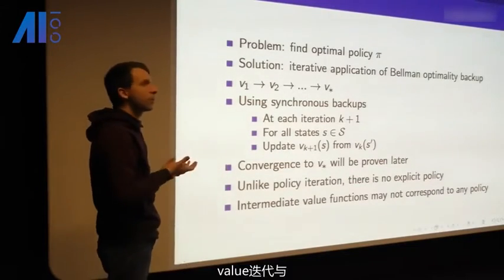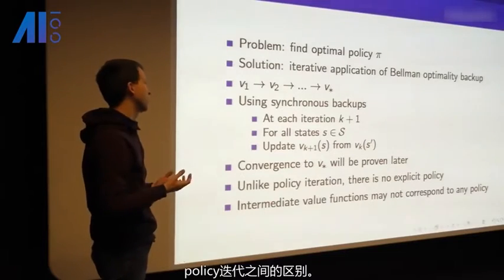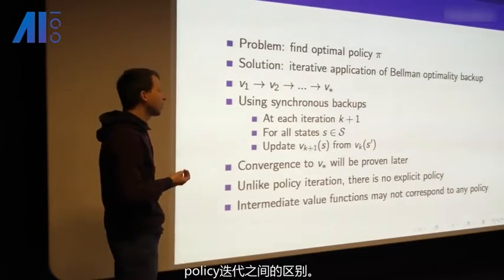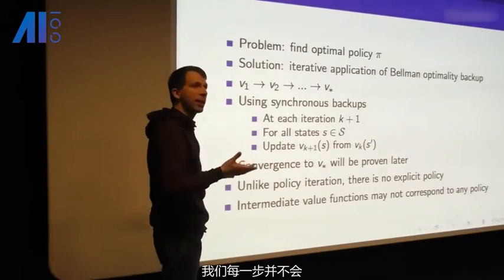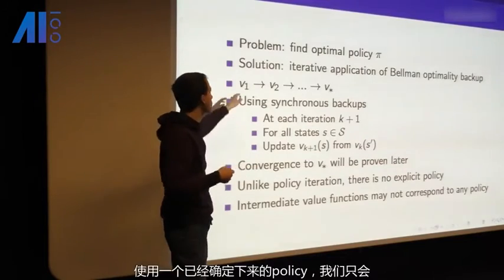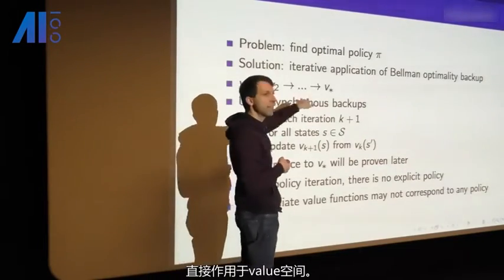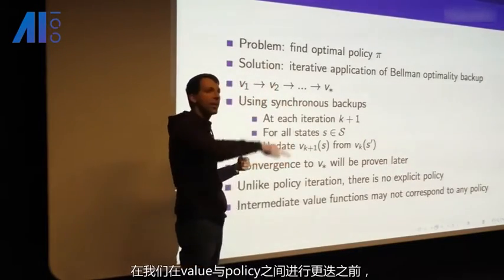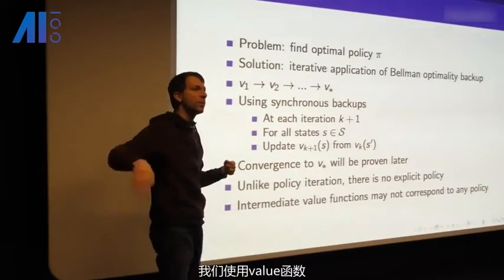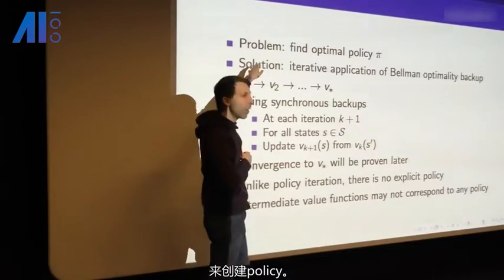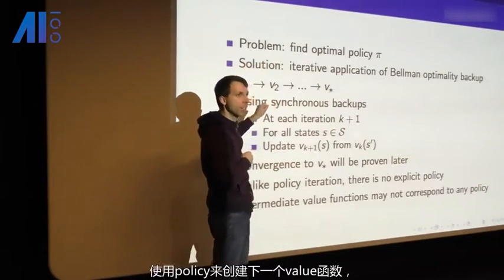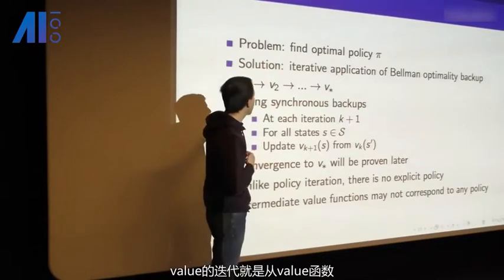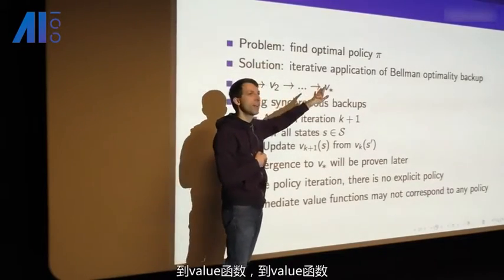So let's think about the difference between value iteration and policy iteration. One thing which is apparent is that we're not building an explicit policy at every step. We're just working directly in value space now. Before we had this alternation between values and policies. We used our value function to build a policy, and used our policy to build the next value function. Value iteration goes directly from value function to value function to value function.